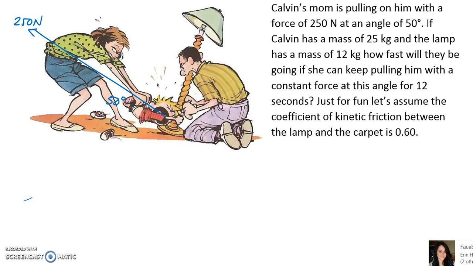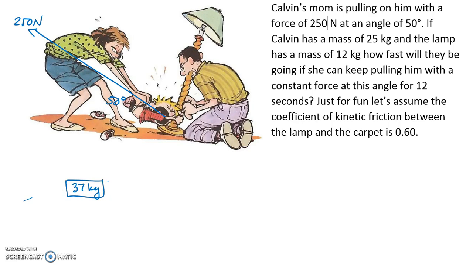All right, so if you can solve this problem, folks, you can pretty much solve anything I throw at you. So let's get it started by drawing a beautiful force diagram of Calvin and that lamp. Calvin's got a mass of 25, the lamp's 12, so together they have a mass of 37 kilograms.